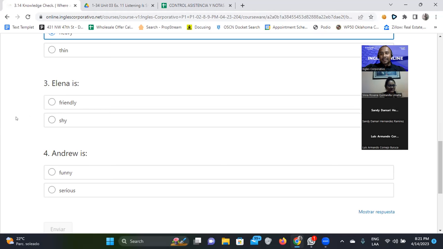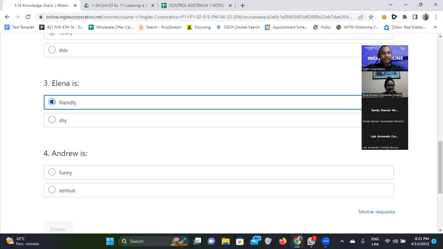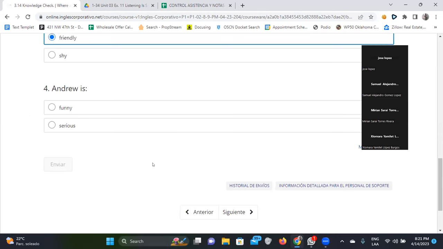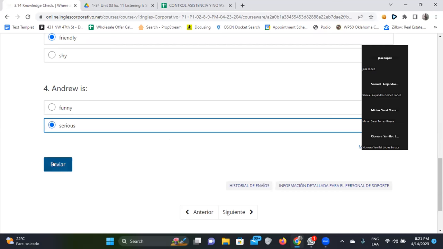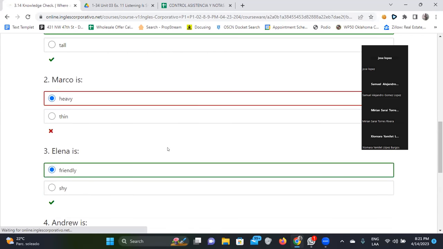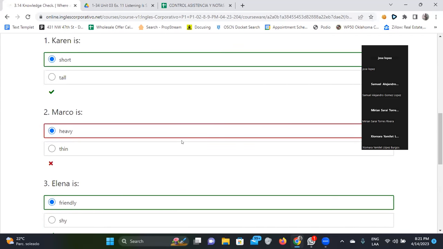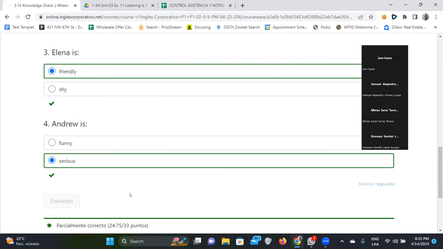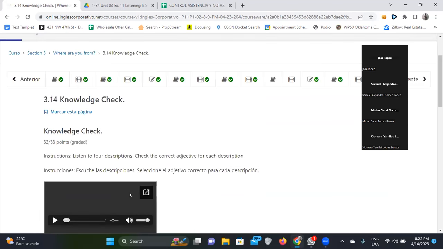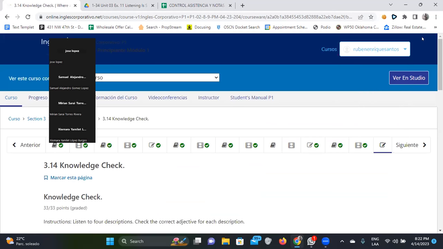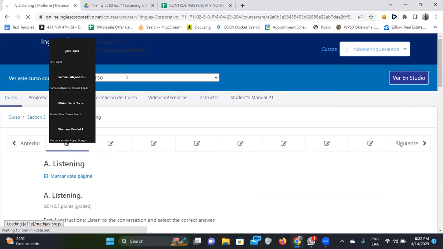Friendly. Friendly, very good. Yes, friendly is correct. Excellent. All right, let me have Samuel, number 4. Serious. Okay, good. Oh, what about number 2? What happened, number 2? Marco is? Thin. Marco is thin. Okay. All right, we have completed section number 3. So we are going to continue with the next example.